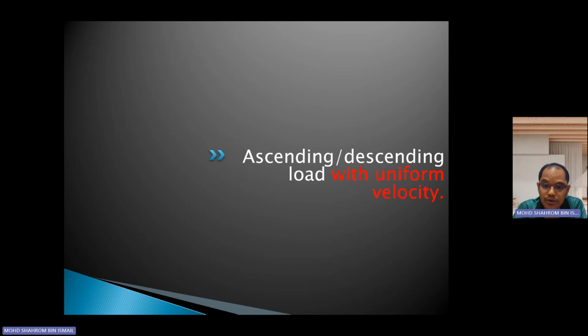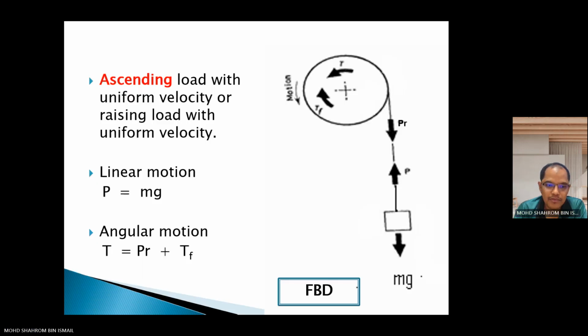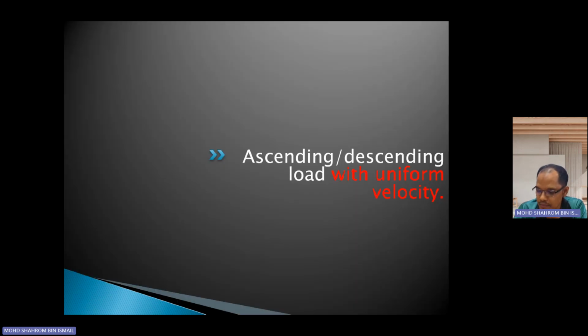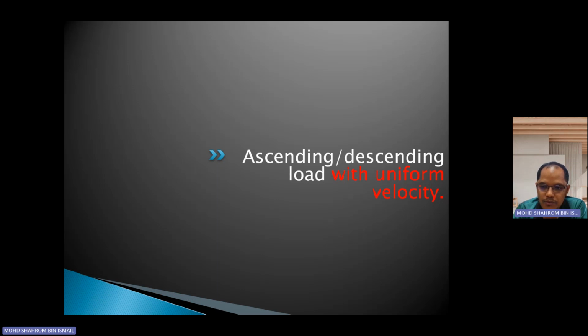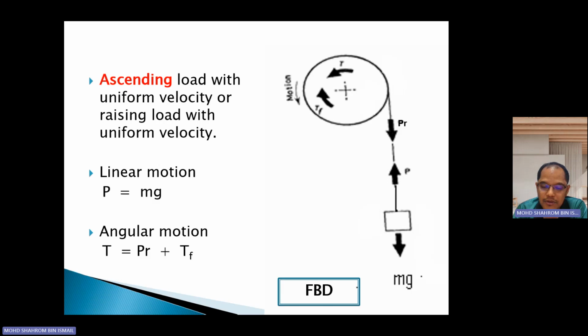In the next class, we're going to go through the situation of ascending and descending load with uniform velocity. The velocity is designated to be quite uniform. Maybe there will be some changes here and there throughout the procedure in calculating the equation.